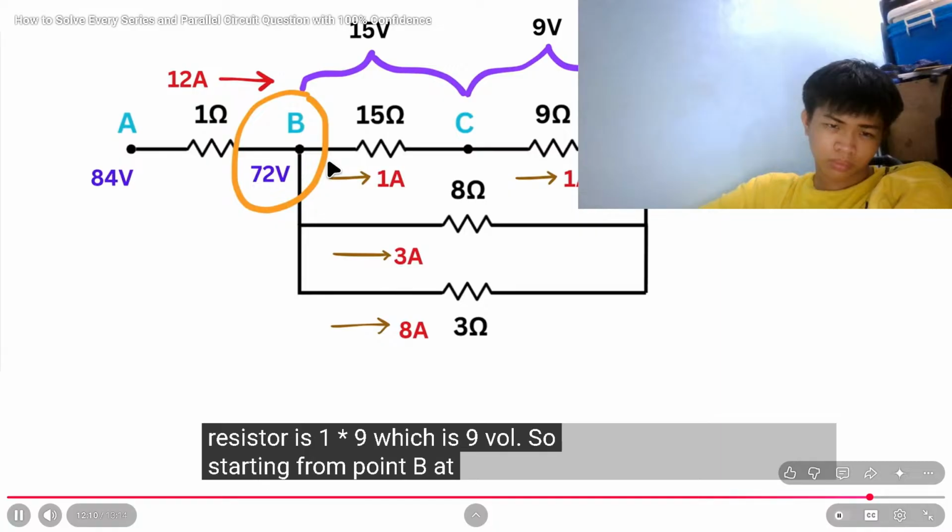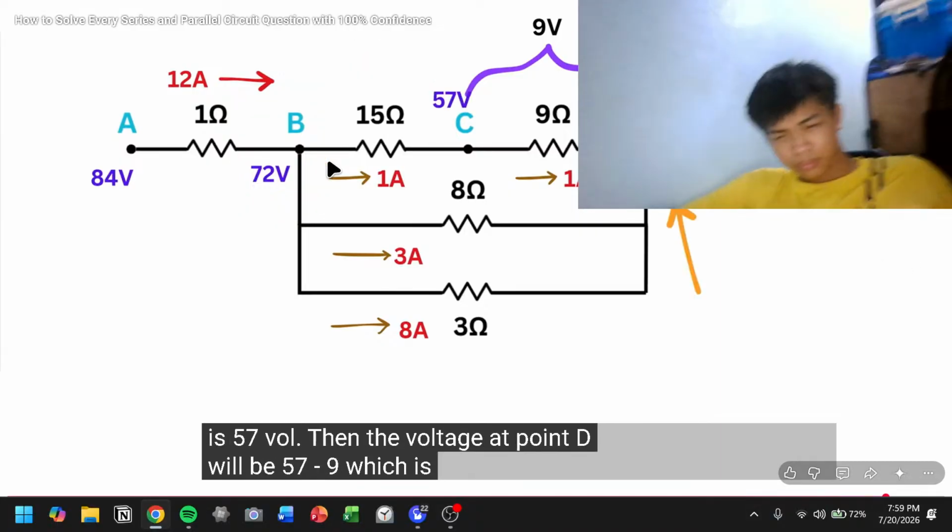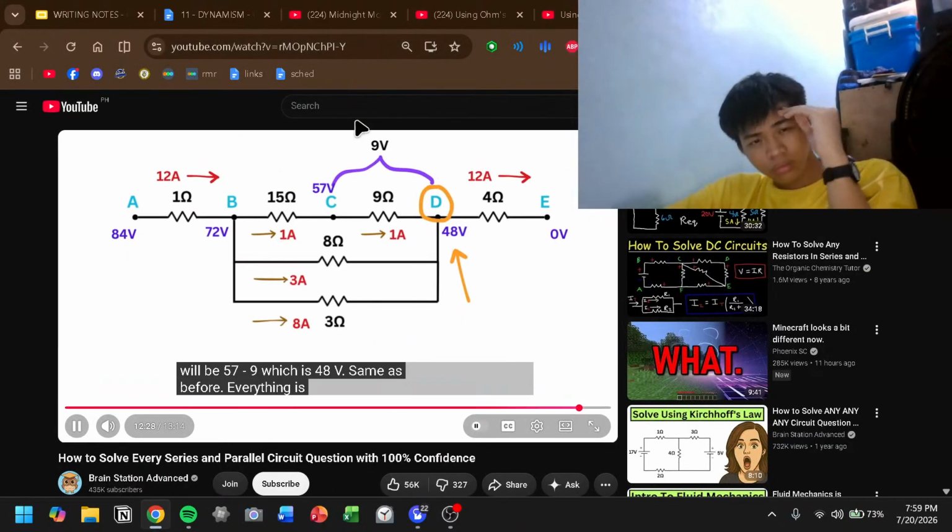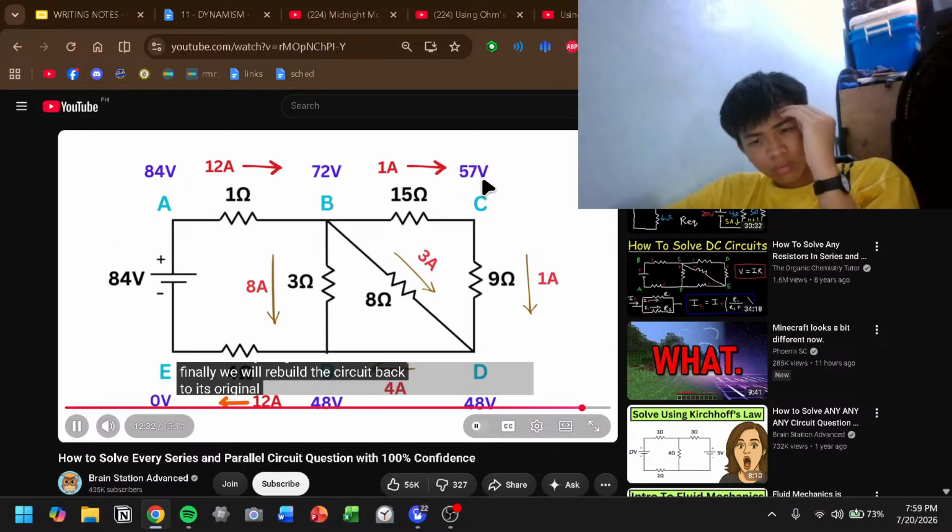So starting from point B at 72 volts, we get 57 minus 9, which is 48 volts, same as before. Everything is consistent. And finally, we will rebuild the circuit back to its original form.